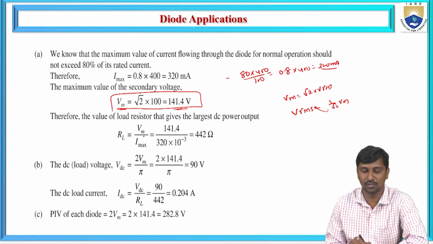So RL is equal to VM by I max. The VM value is 141.4, and I maximum is 320 into 10 power minus 3. Then it gives 440 ohms.